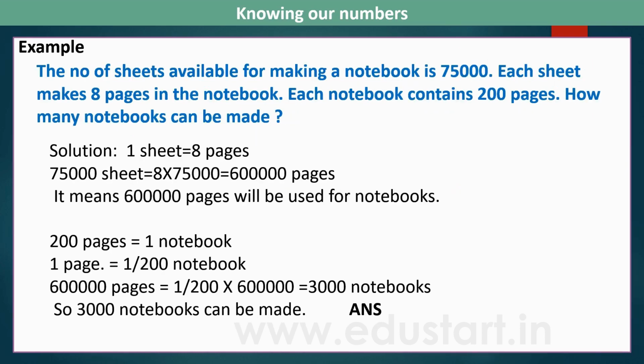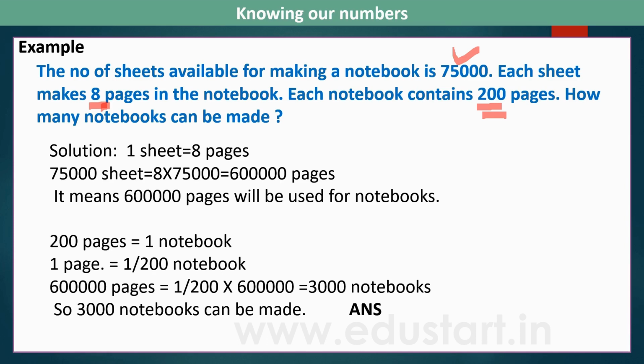So let's go through the next example. The number of sheets available for making a notebook is 75,000. Each sheet makes 8 pages. Each notebook contains 200 pages. How many notebooks can be made? So now we have to understand three things here. The total number of sheets available is 75,000. One sheet makes 8 pages and one notebook contains 200 pages. So we need to find out how many pages are totally available. And as each notebook contains 200 pages, if we divide that number by 200, then we are going to find out the total number of notebooks that can be made.